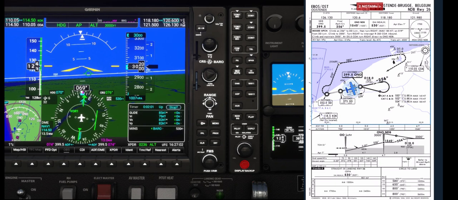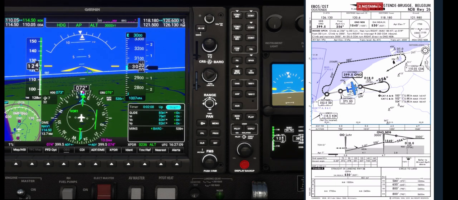Arriving with a track of 076 degrees, it makes a difference of 25 degrees. 1/3 is more or less 10 degrees, so the intercept track should be 110 degrees.